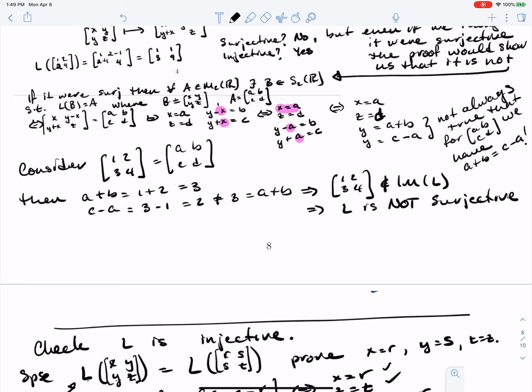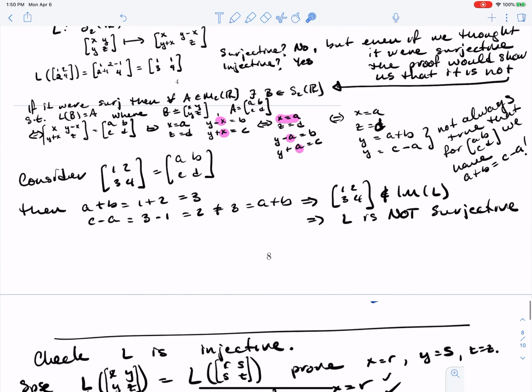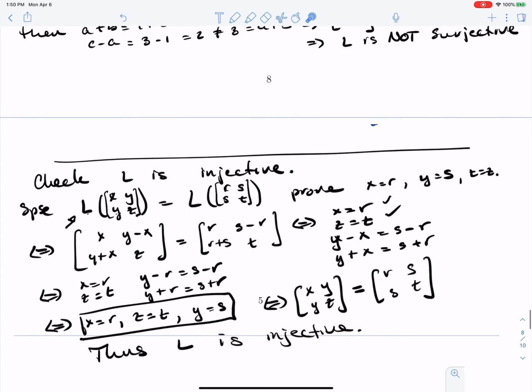What do I want to prove? I want to prove that those two matrices are the same. So I want to show that any time that the function L takes one matrix and another matrix to the same place, namely L of the one is equal to L of the other, then those two matrices must be the same. In other words, that X equals R, Y equals S, and T equals Z. So you might want to pause the video and just try this. So I'm going to pretend that you paused the video. And all we're going to do is work out what this would mean and make sure that at every step we have an if and only if.